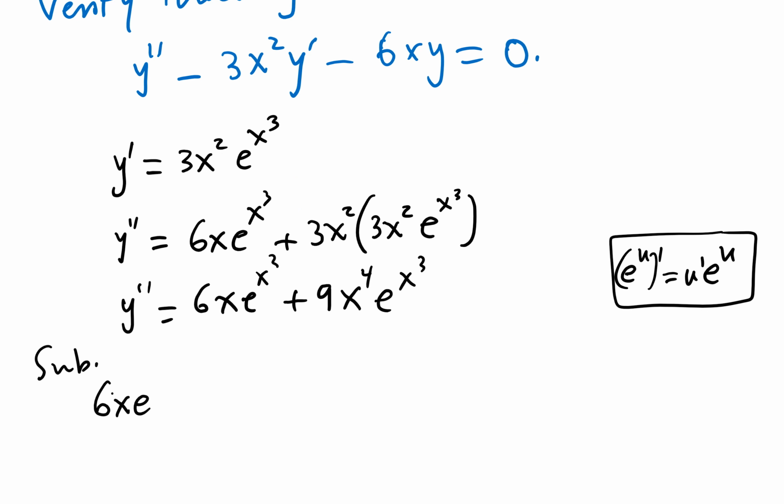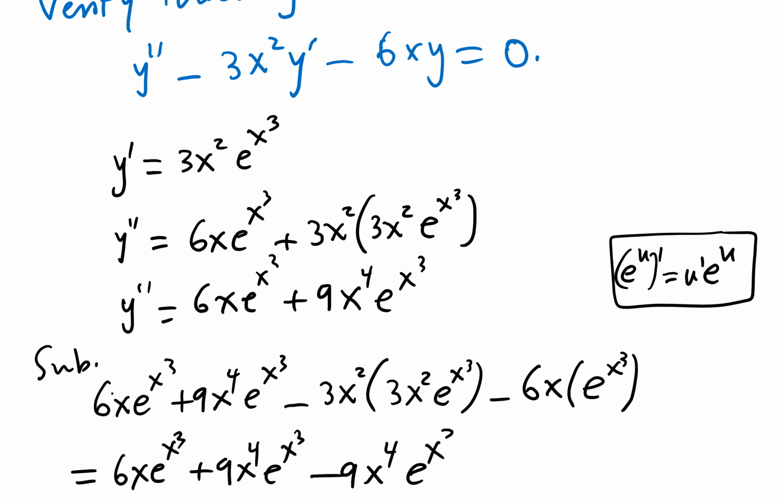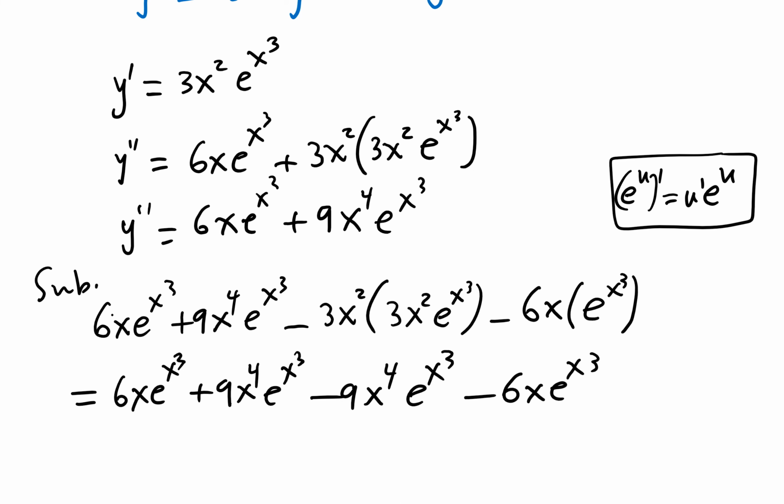So y double prime is this, I'm working with the left side, minus 3x squared, y prime is 3x squared e to the x cubed, minus 6x, and y is e to the x cubed. And don't write equal to 0, we expect this to be equal to 0, that's what we're expecting. So this stays the same. Minus 9x to the 4th e to the x cubed, minus 6x e to the x cubed. And notice how this cancels this, and this cancels this. What do we get? We get 0.